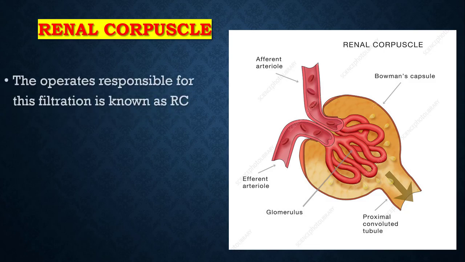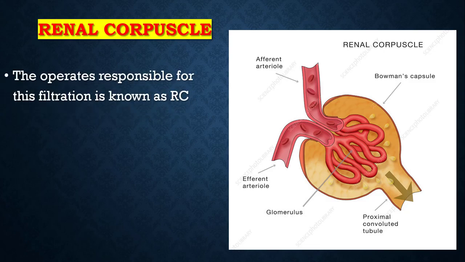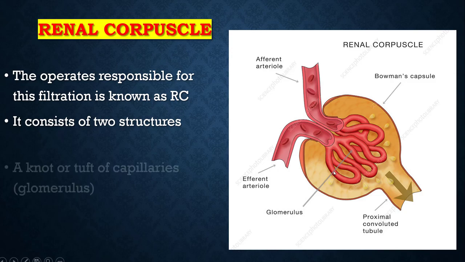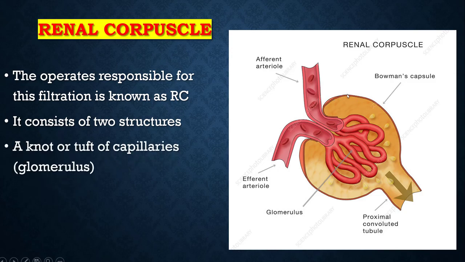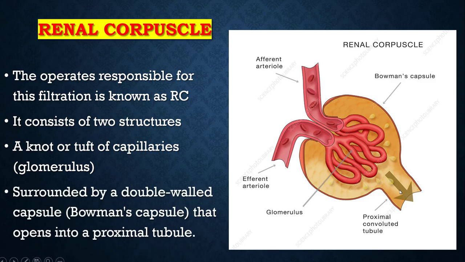Renal corpuscles. The apparatus responsible for this filtration is known as the renal corpuscle. It consists of two structures: a knot or tuft of capillaries, the glomerulus, surrounded by a double-walled capsule, Bowman capsule, that opens into the proximal tubule. This is the tuft of capillaries and this is the Bowman capsule, which continues with the proximal convoluted tubule.